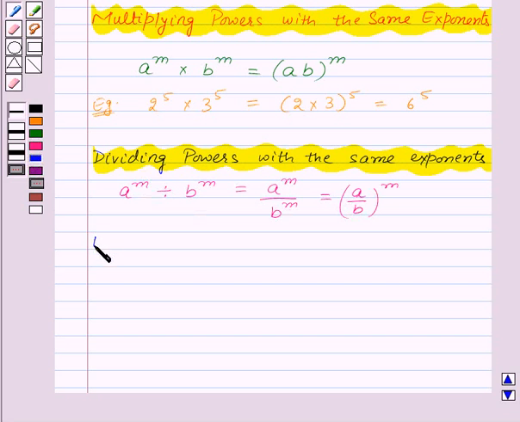For example, 15 raised to the power 9 divided by 3 raised to the power 9 will be equal to 15 upon 3 whole raised to the power 9, and this will be equal to 5 raised to the power 9.